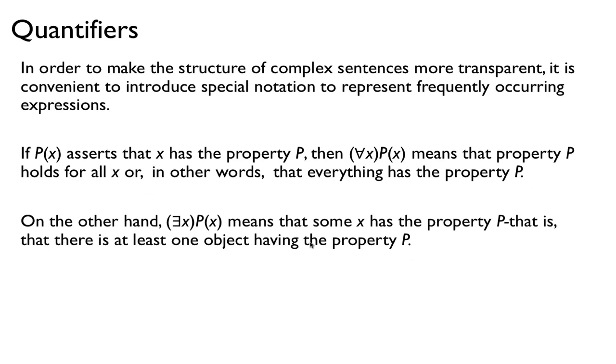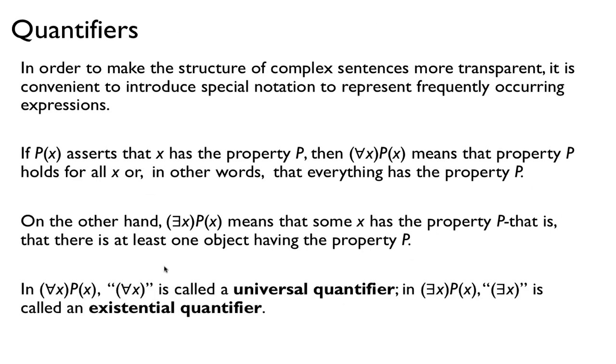And then here's another idea that we use, that maybe we want to say that some object has a certain property. So we're going to say there exists X, P of X means that some X has the property P. That means at least one object has this property P. So for all X, P of X means that everyone has a property, while this means there's at least one object that has the property. The for all X symbol is called the universal quantifier. And there exists X is the existential quantifier.